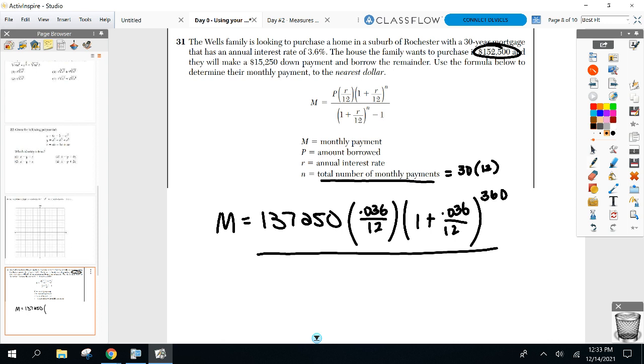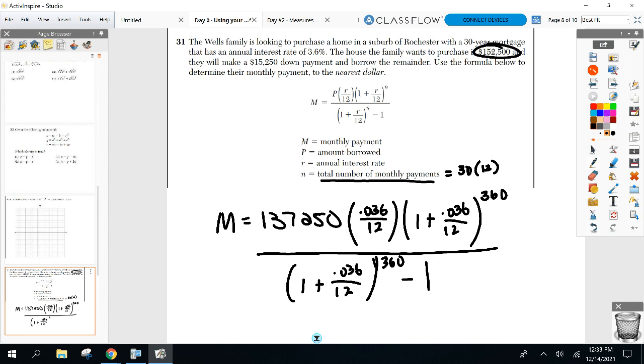Now we know all their values. 1 plus 0.036 over 12 raised to the 360 minus 1. Anybody freaked out that they have to figure out what that's equal to? No. I mean, we do have fraction templates on the calculator, and we can literally plug it in just as it is right now.